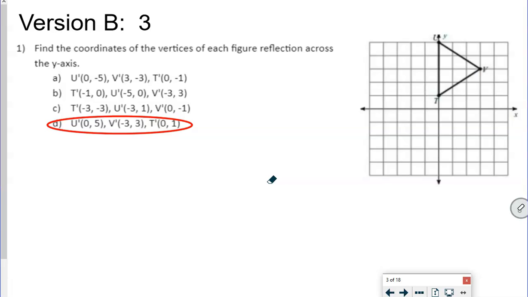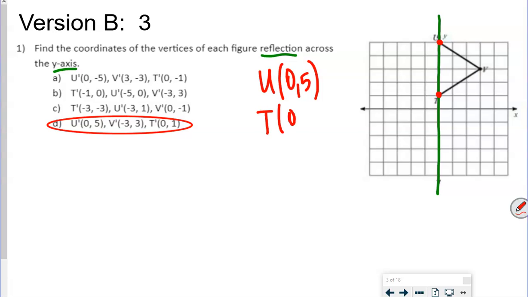Find the coordinates of the vertices of each figure. Reflection across the y-axis. So these are our key phrases, reflection across the y-axis, right? If you recall when we were teaching, we said that if the point of reflection is on the line of reflection, then it's not going to move, right? So U and T are not going to move. U is the point 0, 5, and T is the point 0, 1. Because these are not going to move, that is U prime and T prime as well, okay?